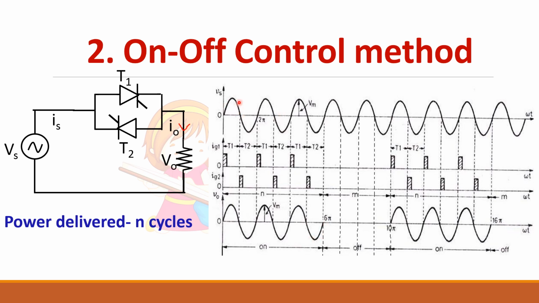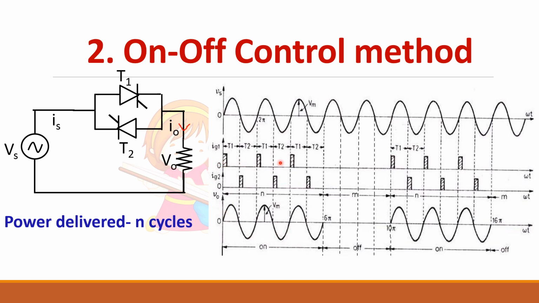So the supply voltage and load voltage waveforms will be the same, and you have to remember that there is no phase control. So the waveform is completely sinusoidal, so harmonics will be less. That is why we prefer this method.